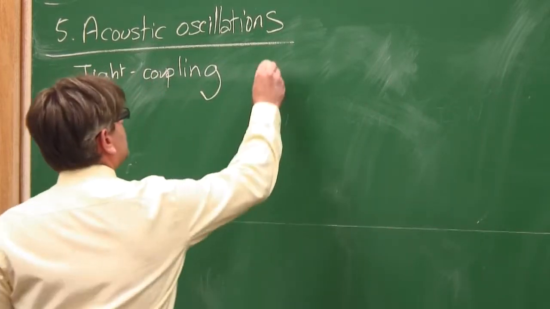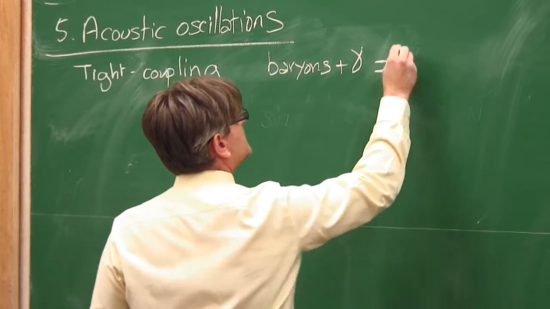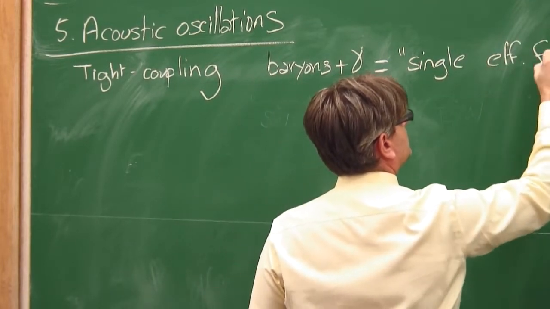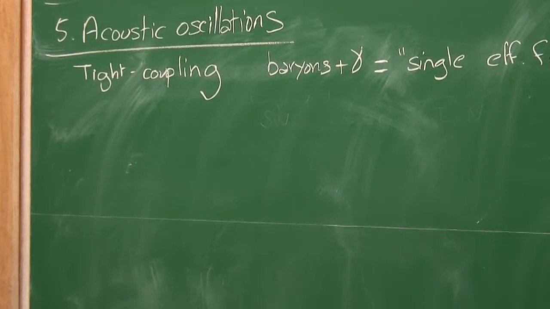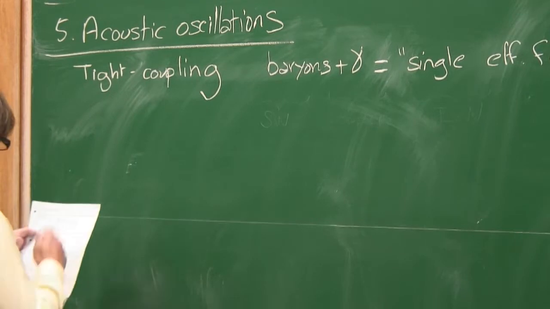In this limit, the baryons and the photons can be seen as a single effective fluid. And we can get the equation of propagation of perturbations in this fluid by combining the photon and the baryon equation of motion. We can combine them in order to cancel the coupling term, which is extremely large, of course. And I will give you the results.